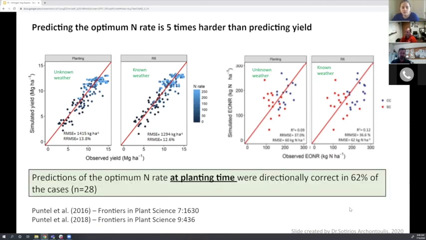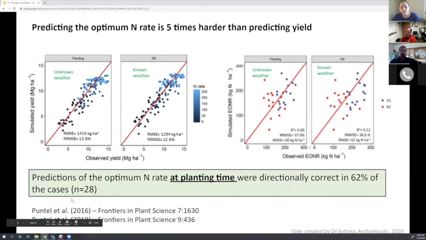And this justifies the title that I put there, that predicting the optimum nitrogen rate is 5 times harder than predicting the yields. You really need to have the yields perfect in order to have the equal performance in the economic optimum nitrogen rate. A little up or down in the yields in the response curve can have a huge impact on the prediction.